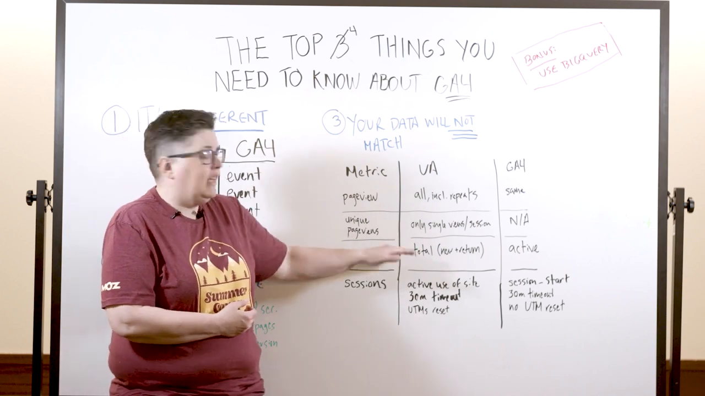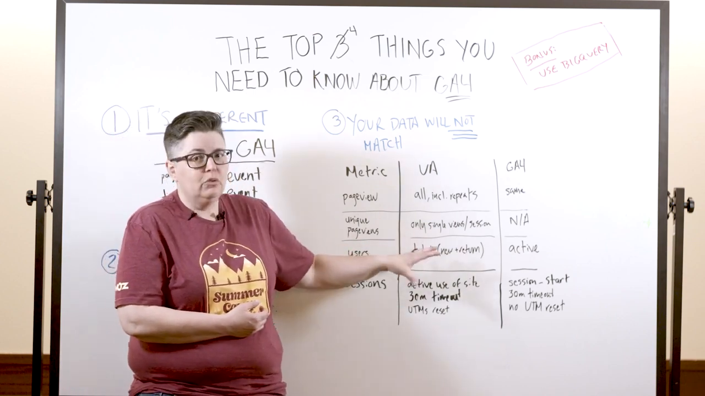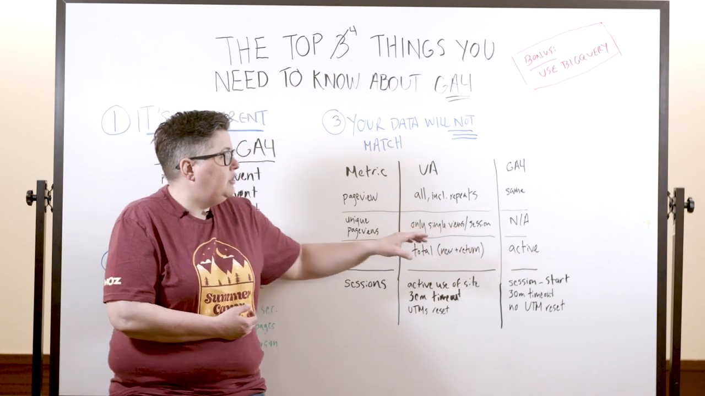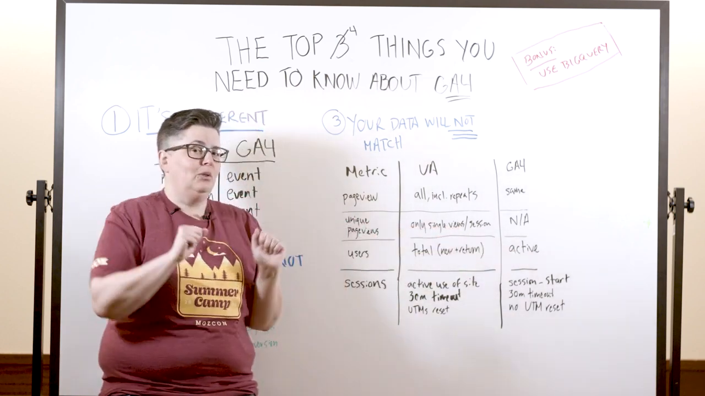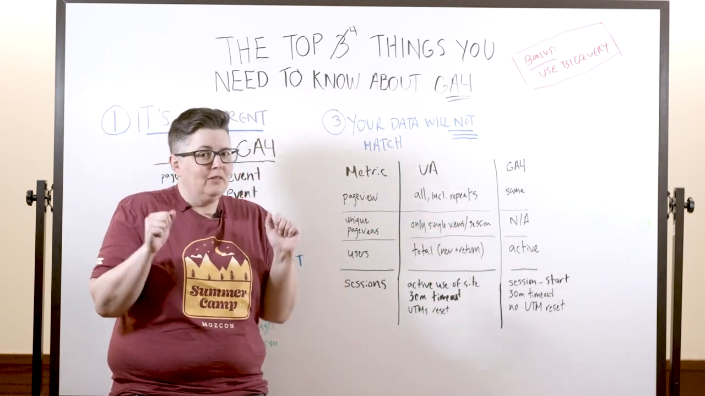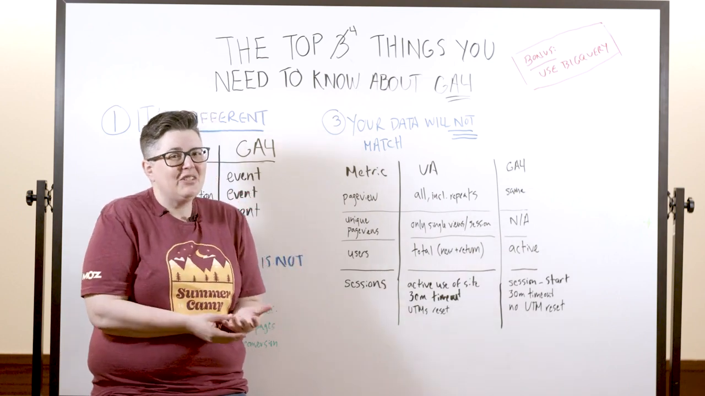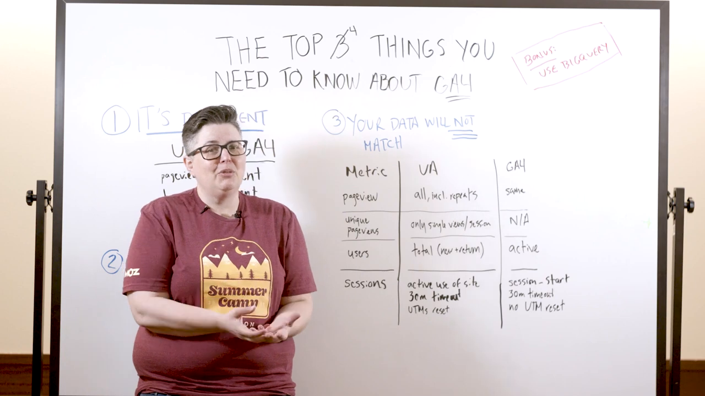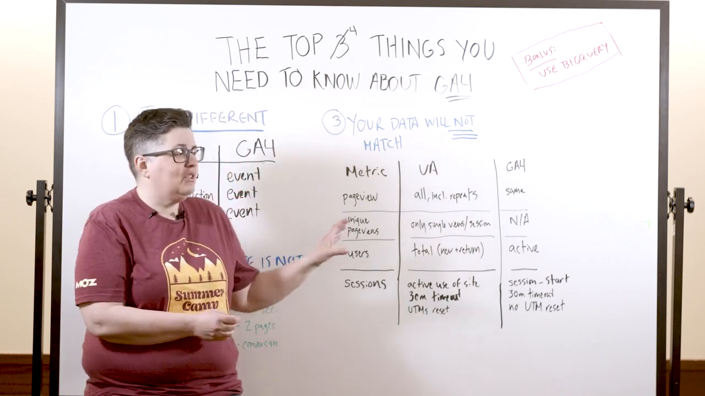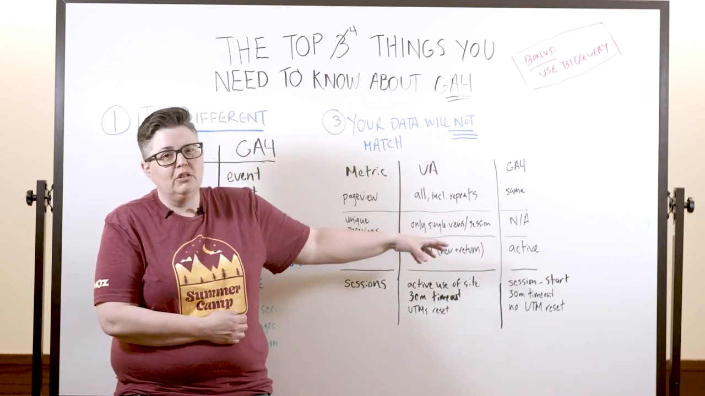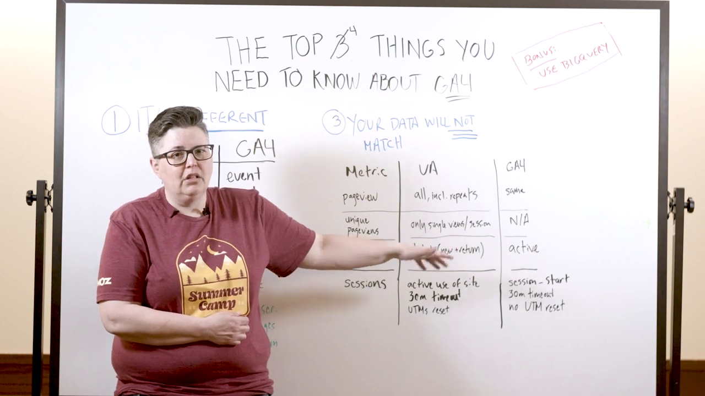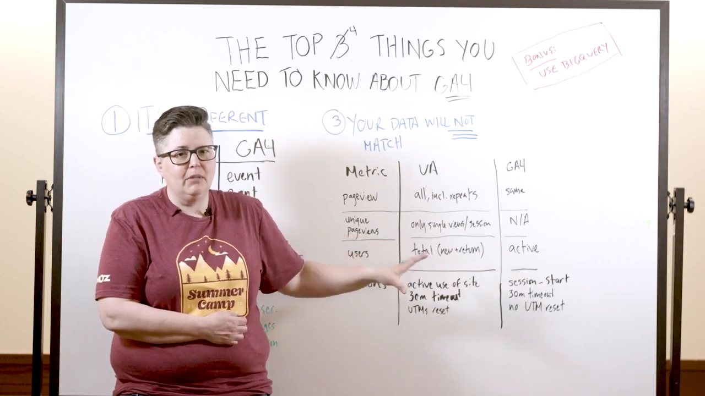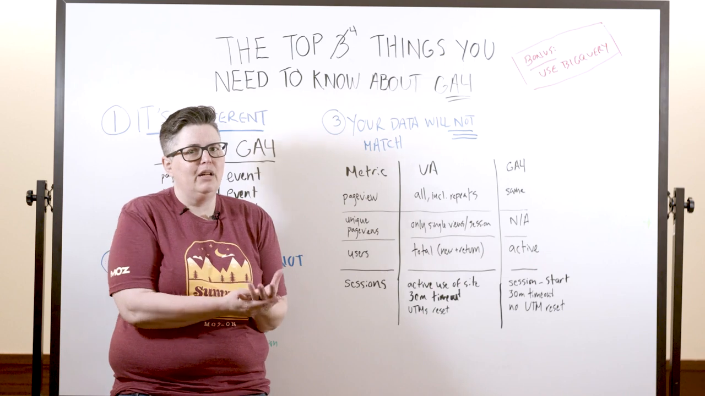So in Universal Analytics, users was total users, new versus returning. In GA4, it's now active users. What is an active user? Documentation's a little unclear on how Google considers an active user, so I recommend reading that in depth. Just know that this is going to be different. You never should have been reporting on new versus returning users anyway, unless you had a login on your site, because it was such a sketchy, bad metric, but I don't think a lot of people knew how bad it was.